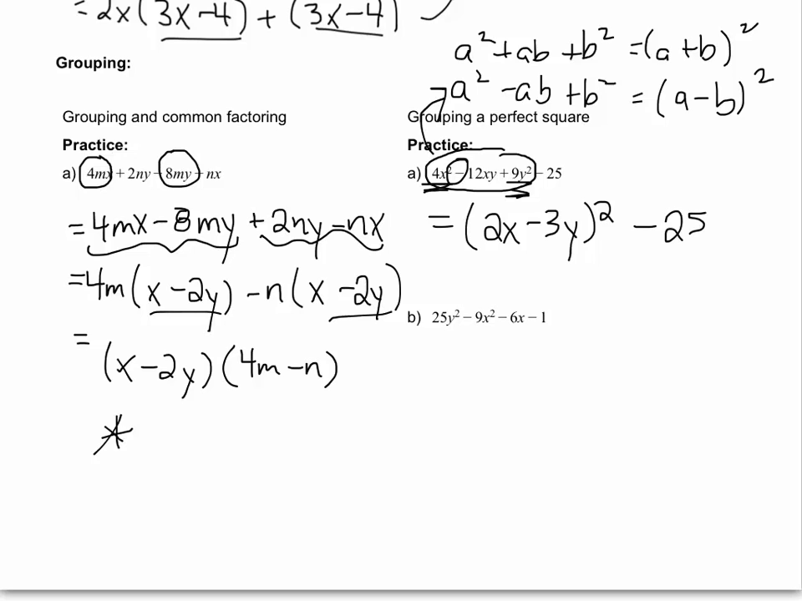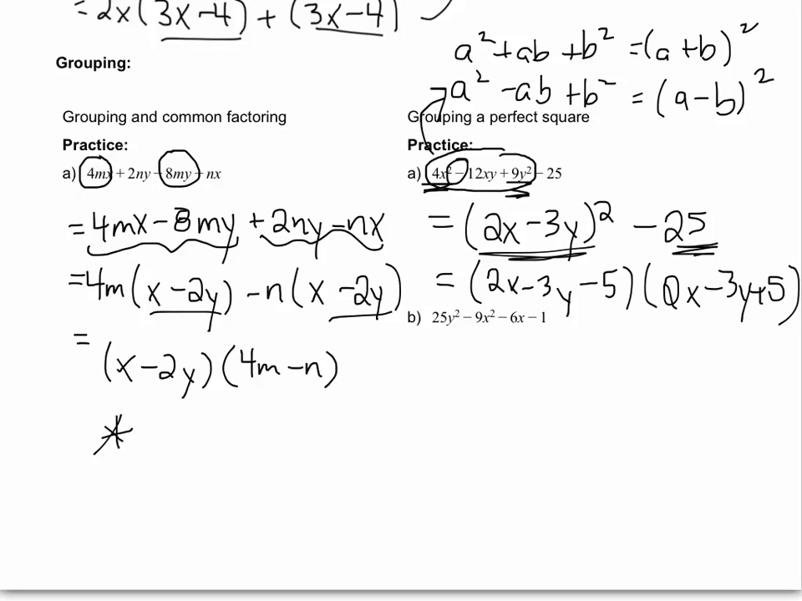We can factor this a little bit more because we've now got a difference of squares. This will factor to 2x minus 3y minus 5 times 2x minus 3y plus 5. The last one, we need to recognize that the end of this equation is going to be our perfect square. Let's rewrite this as 25y squared minus bracket 9x squared plus 6x plus 1.